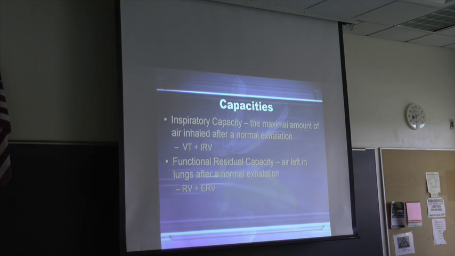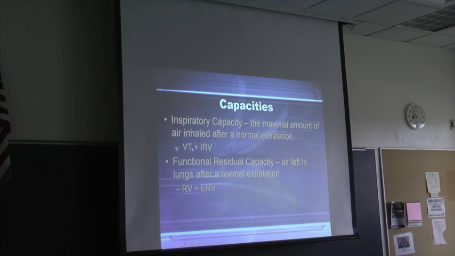All right, now to combine the volumes into capacities. The first one is the inspiratory capacity. This is the maximum amount of air inhaled after a normal exhalation. So it includes the tidal volume plus the inspiratory reserve volume. And when you're practicing incentive spirometry with the patients, you've done that in the lab, you say exhale normally, and take a deep breath in, pull it in as deep as you can. They're pulling in their tidal volume, they're pulling in their inspiratory reserve volume. So that's called the inspiratory capacity, is what you're encouraging.